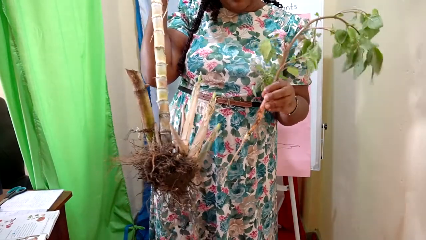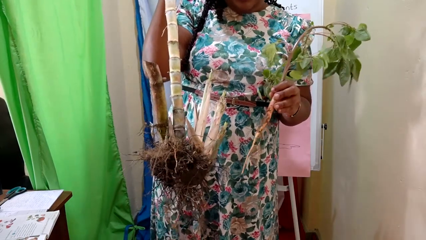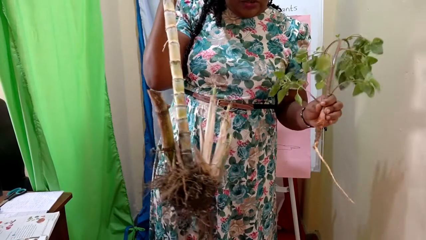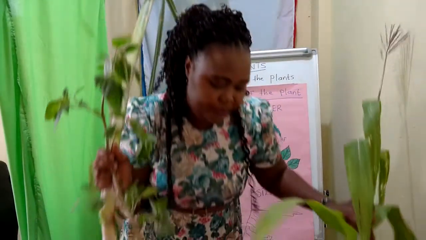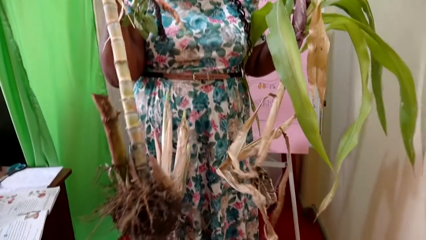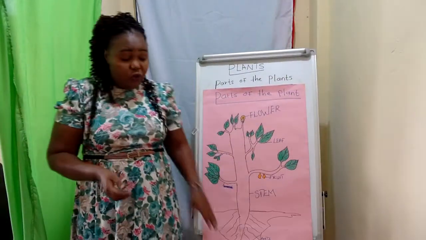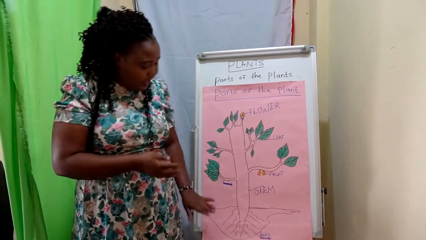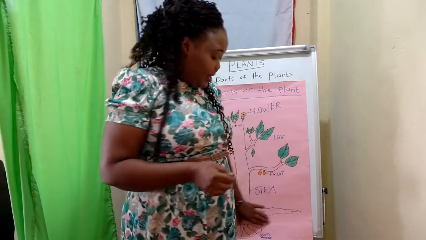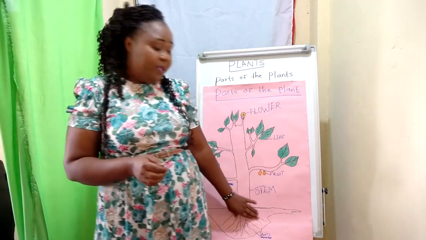Compare it with the roots of a pigweed plant. You find that the roots are very different. As you grow up, you will learn more about the roots. So here are some of the roots. Some roots we use as food, like the roots of cassava plants. The roots of cassava plants, we use as food.